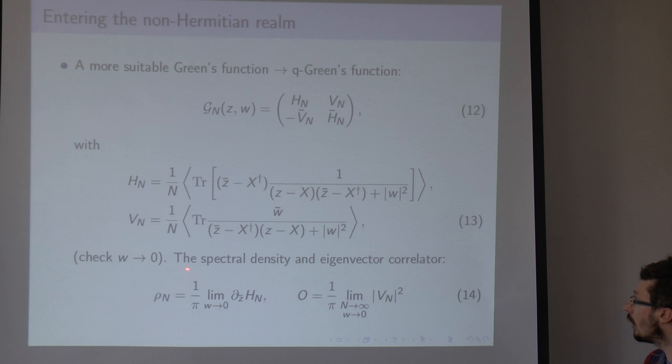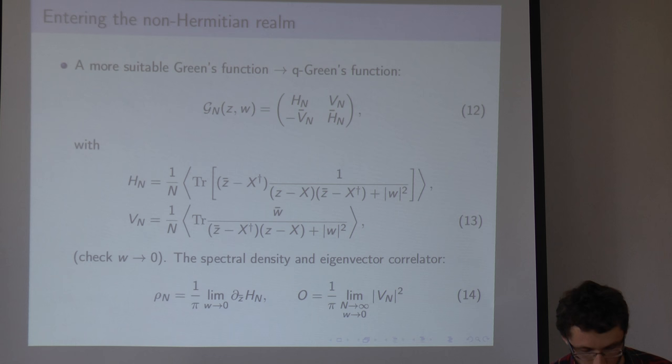So there are these two new objects, and it turns out that the Hotsky-Plemmel formula no longer works. There is a new formula where we need to differentiate with respect to z bar, go to w to zero, and then we have the spectral density. And likewise, we have a certain formula for the eigenvector correlator.